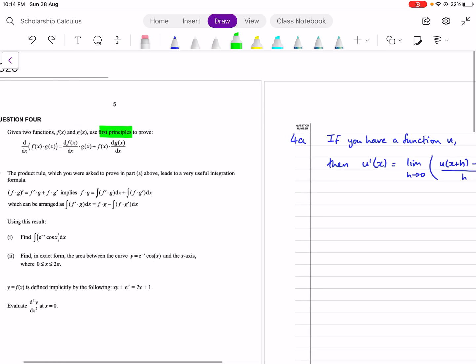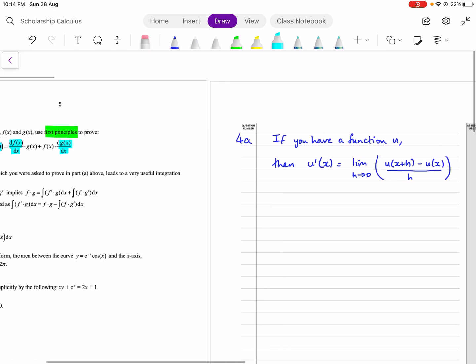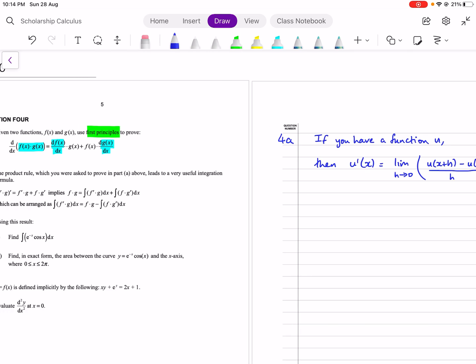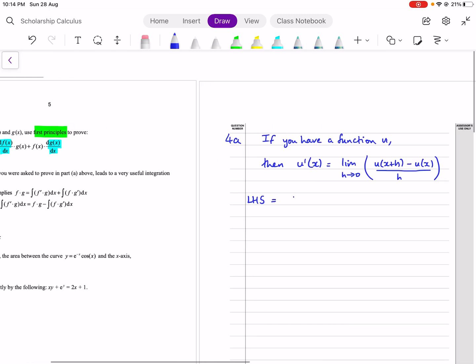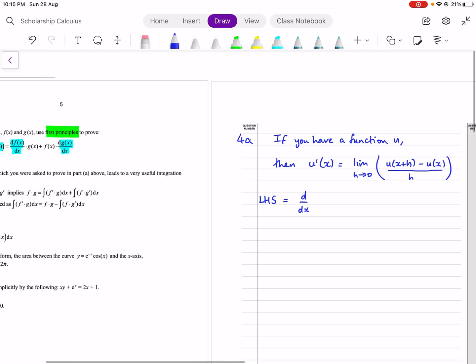Okay, what we're asked to do here is actually to prove the product rule. It says the derivative of a product is the derivative of one function times the other, plus the derivative of the other function times the first one. So we're asked to prove the product rule here. So we can start off with left-hand side. When we've got a proof, this is a good way of setting it out. Left-hand side is the derivative. d/dx means the derivative of f of x times g of x.